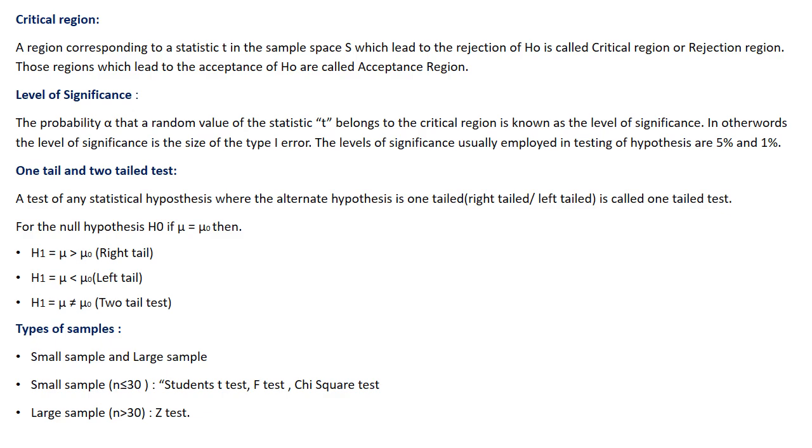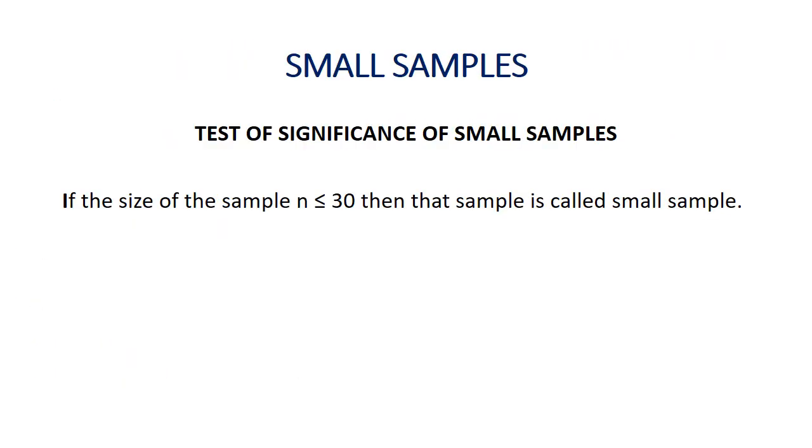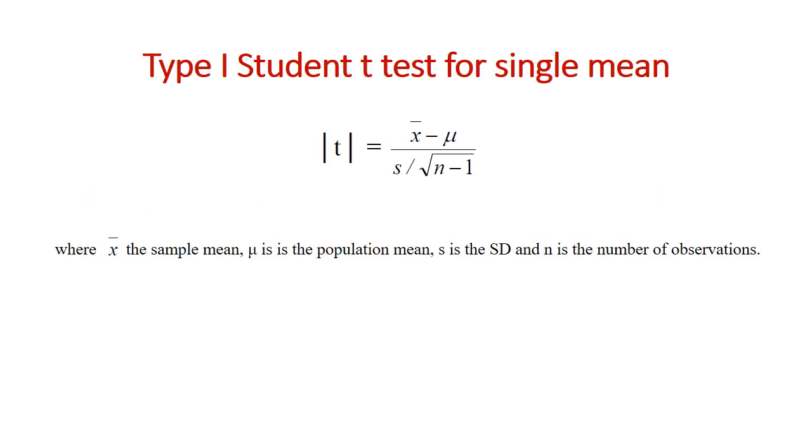So in the sampling, types of samples is going to be small sample and large sample. So for small sample, the count n is going to be less than or equal to 30. And as I said before, student t-test, f-test and chi-square test are going to be the small samples. And in large samples, n is going to be greater than 30 and z-test falls under large samples. Small samples. So if the size of the sample n is less than or equal to 30, then the sample is called as small. So first let us see about the type 1 student t-test for single mean.